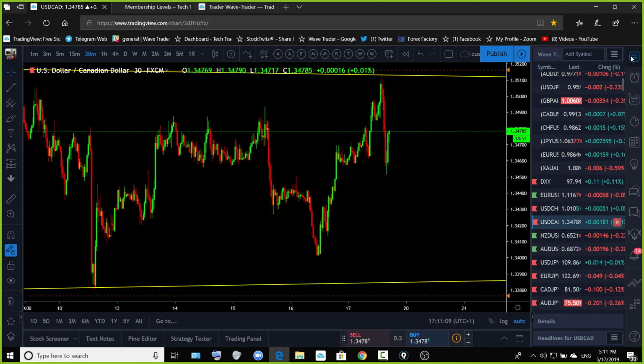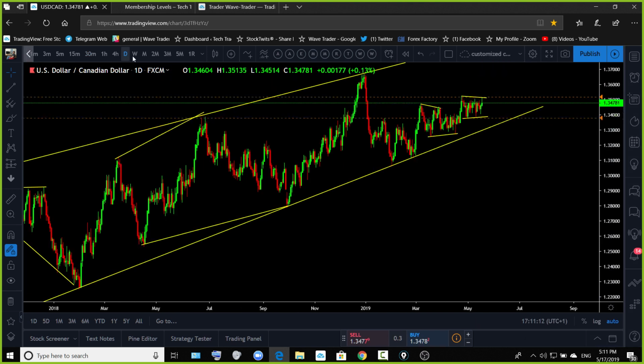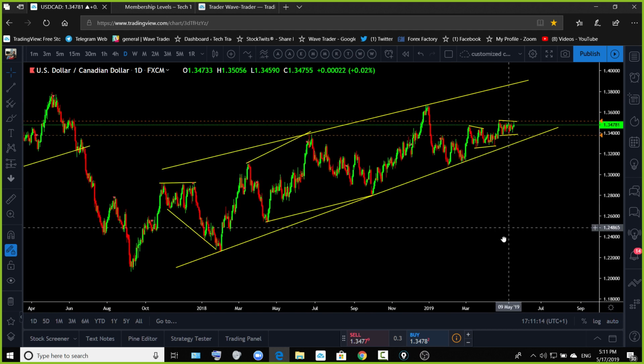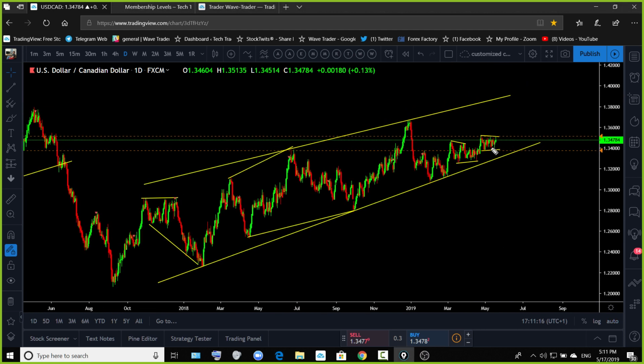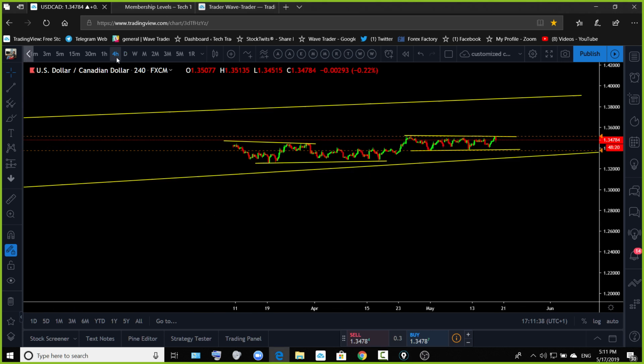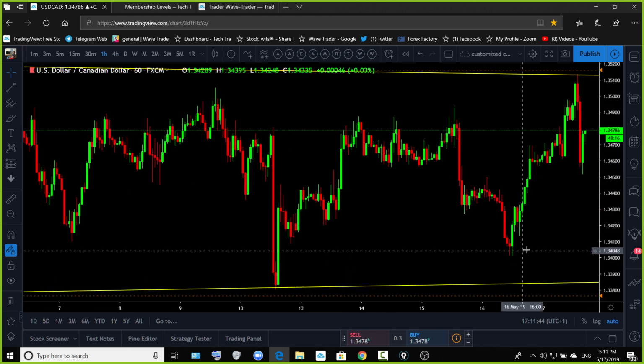Okay, that correction to break down and continue the next wave to the downside. And dollar CAD is also similar to the previous week. Nothing changed. So it can break for one more up move like that. This is the bigger correction you can see over there.